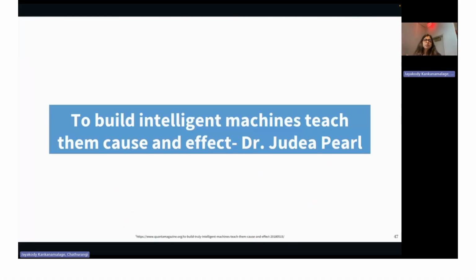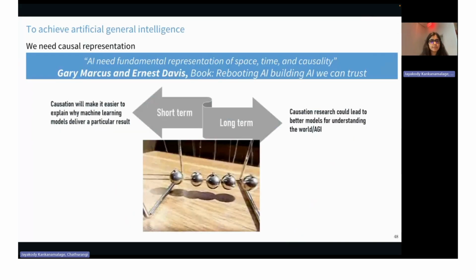And I really like this quote by Dr. Judea Pearl, where he says that if we really want to build intelligent machines or intelligent agents, we have to teach them cause and effect. So we as humans know that, for example, if I start the session 10 minutes late, that will cause us to have a later ending. So we have that understanding, but most of these AI systems or agents do not have the causal and effect analysis or modeling of this world.